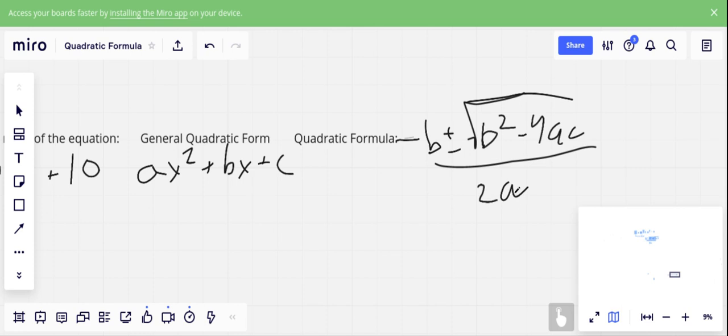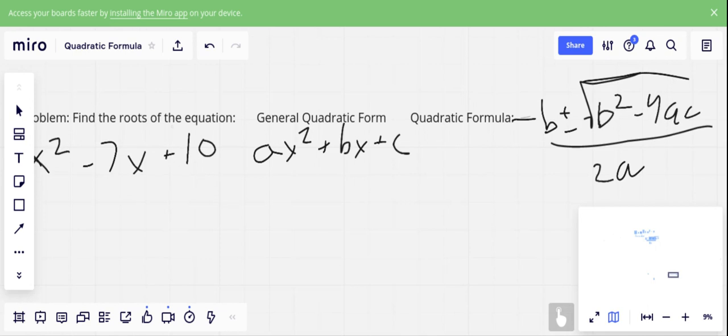So the a in this formula is the same as the a in this quadratic form, and similarly, the b in this formula is the same b, that is the coefficient of the x term in the general quadratic form. So, what does the quadratic formula give you?